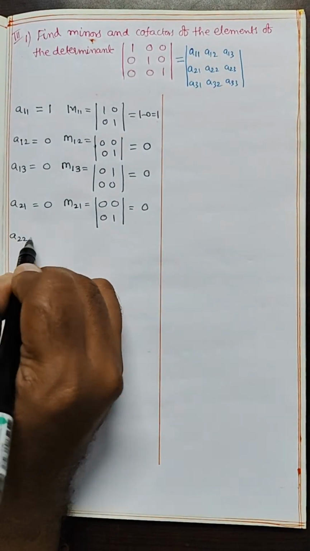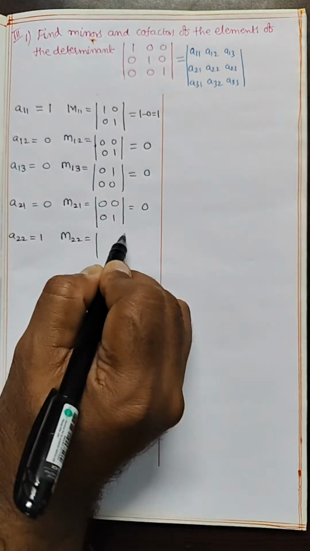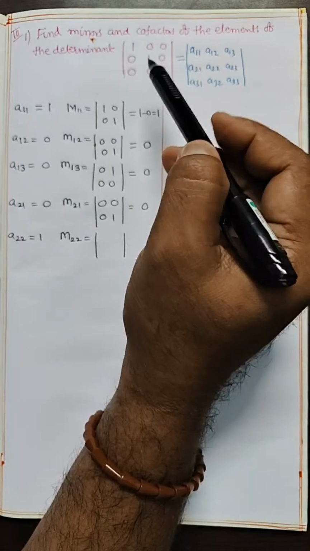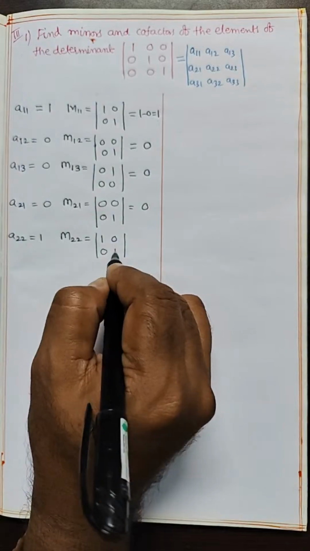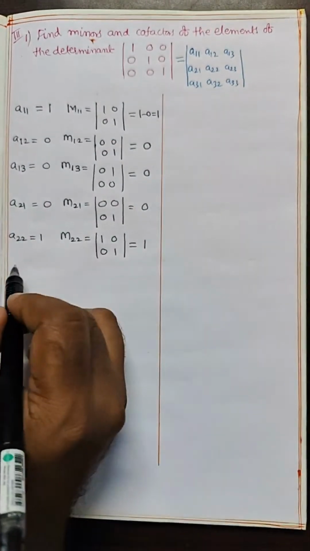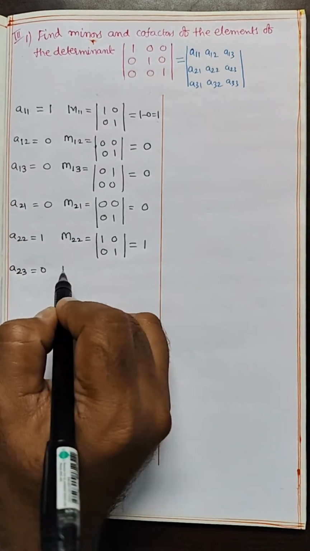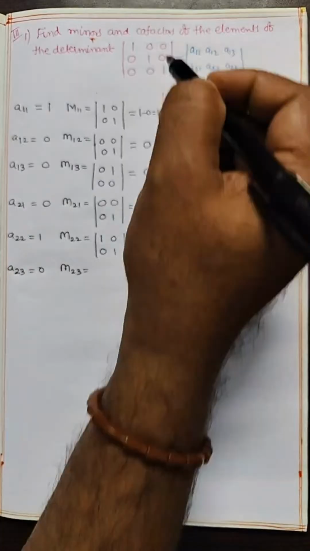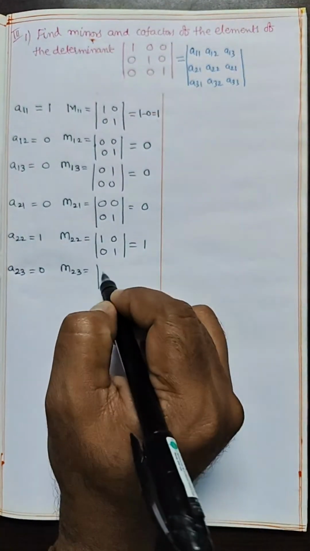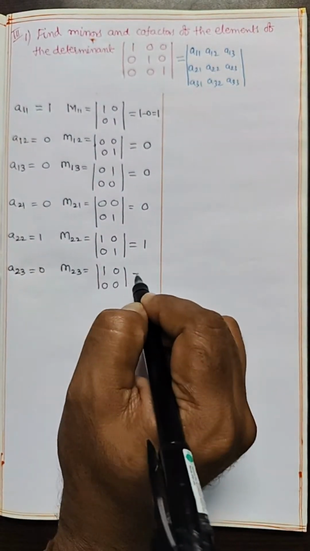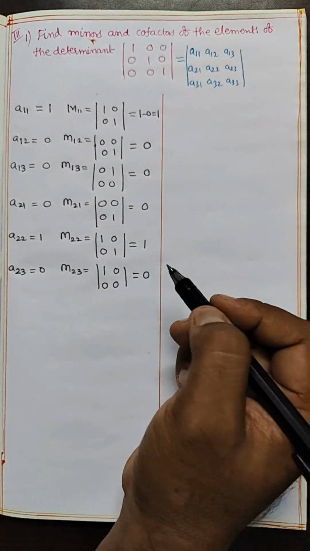Next, A22 element is 1. M22 means eliminating the second row, second column: 1 0 0 1, that is equal to 1. Next, A23 is 0. M23 is eliminating the second row, third column: 1 0 0 0. If you find the determinant of this 2 by 2 matrix, you will get 0.